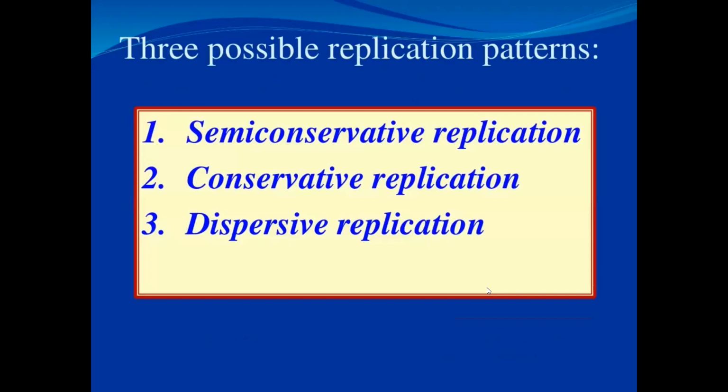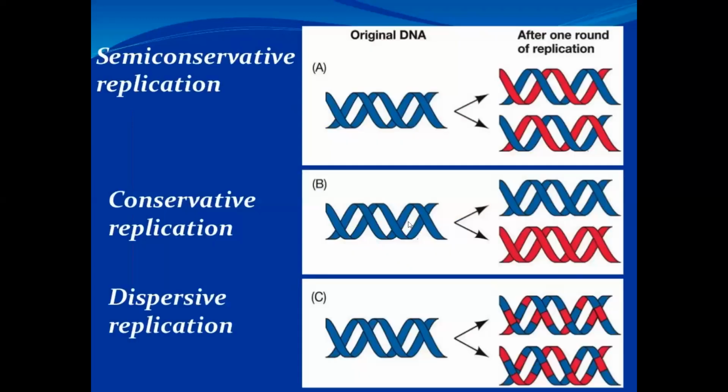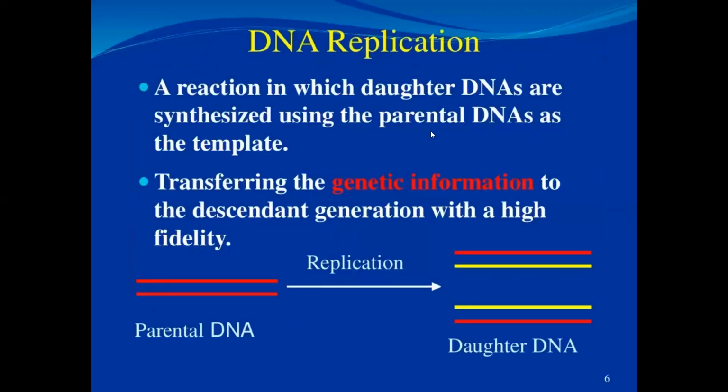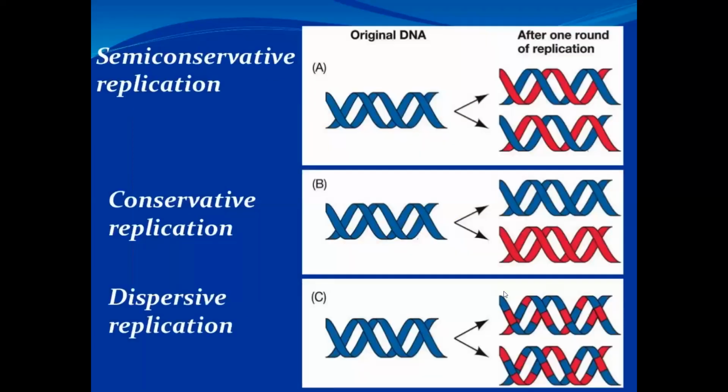There are three possible replication patterns: semi-conservative replication, conservative replication, and dispersive replication. In semi-conservative replication, the parental DNA separates, and from each parental strand a new daughter strand forms. Till now, in this fidelity which we were discussing, this kind of replication is semi-conservative.